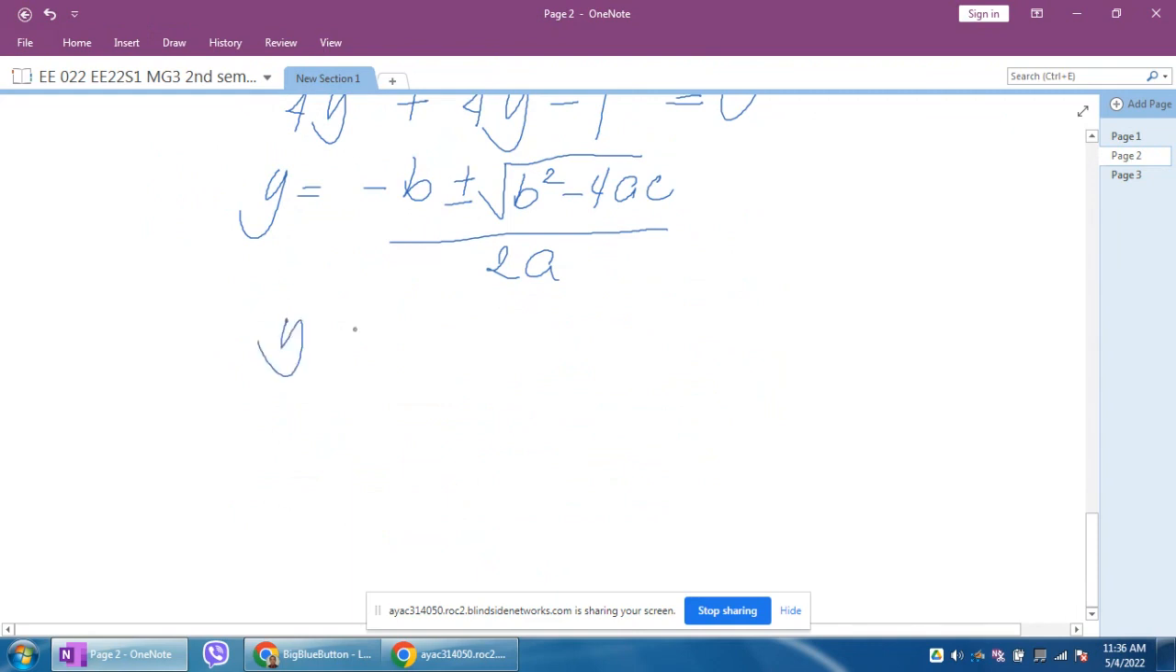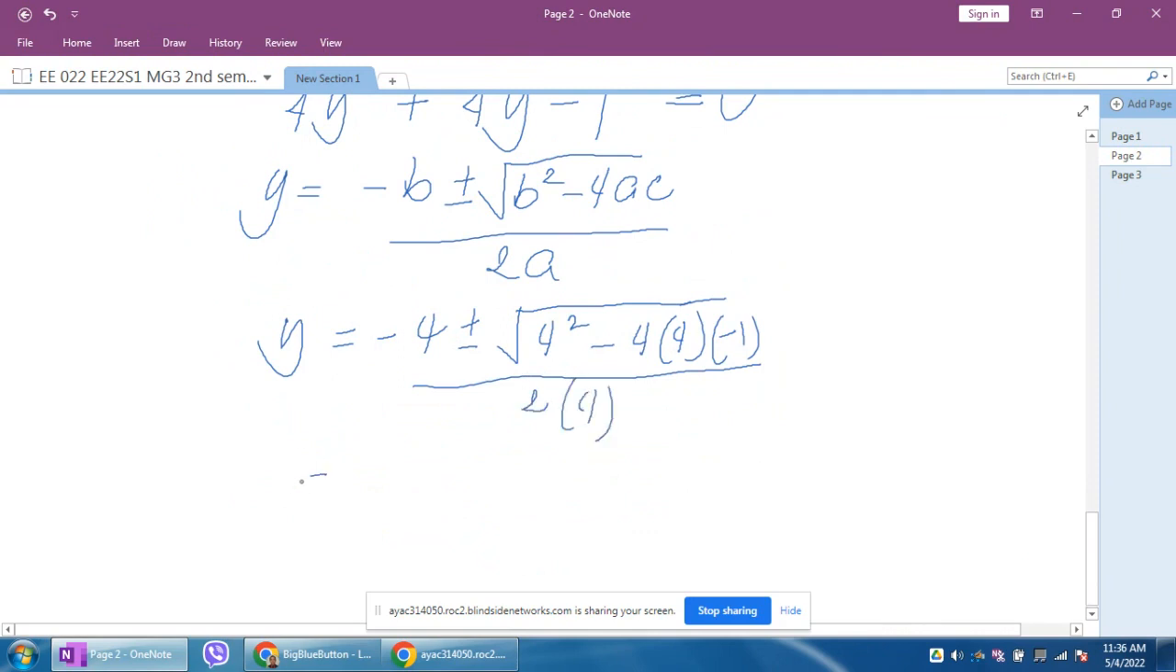So let's solve for y. y is equal to negative 4 plus minus square root of 4 squared minus 4 times 4 times negative 1 all over 2 times 4. Okay. So, ano po ang makukuha nating value ng y? So, you have negative 4 plus minus square root of 32 all over 8.